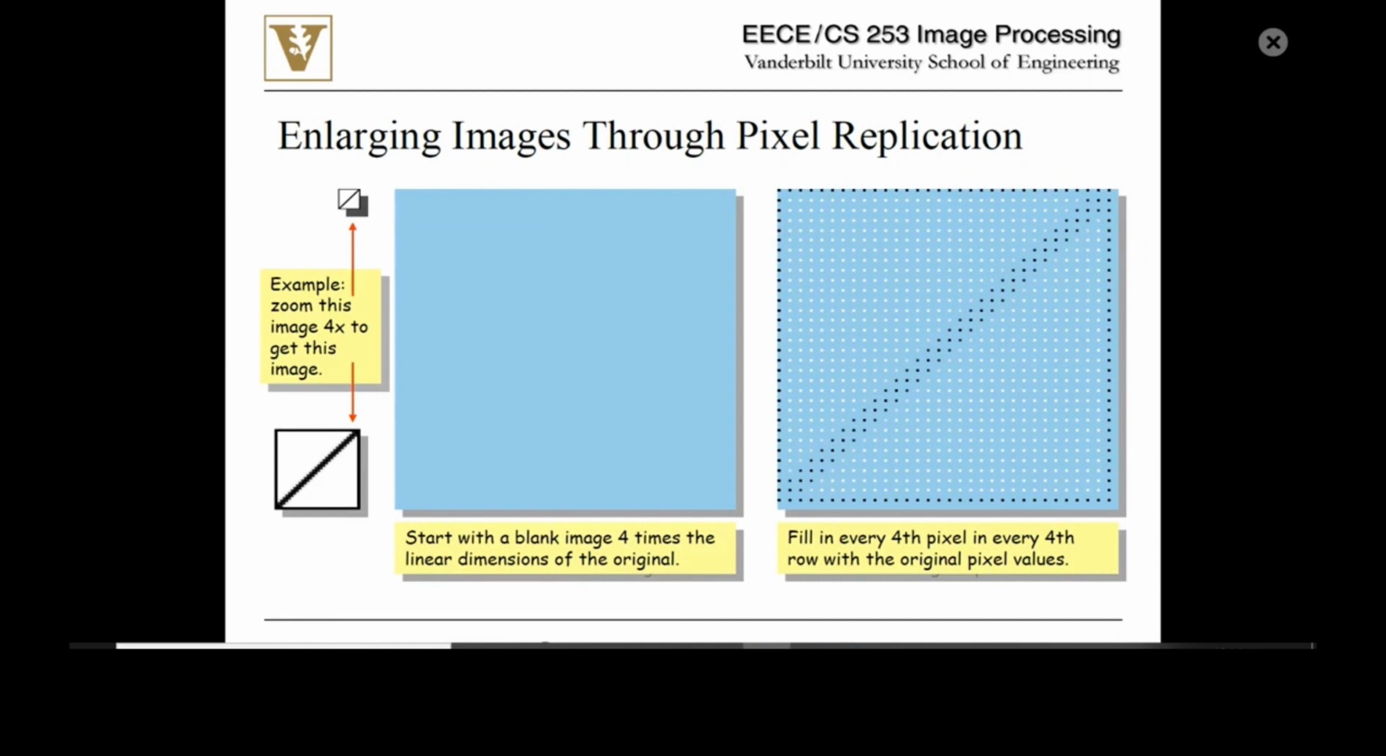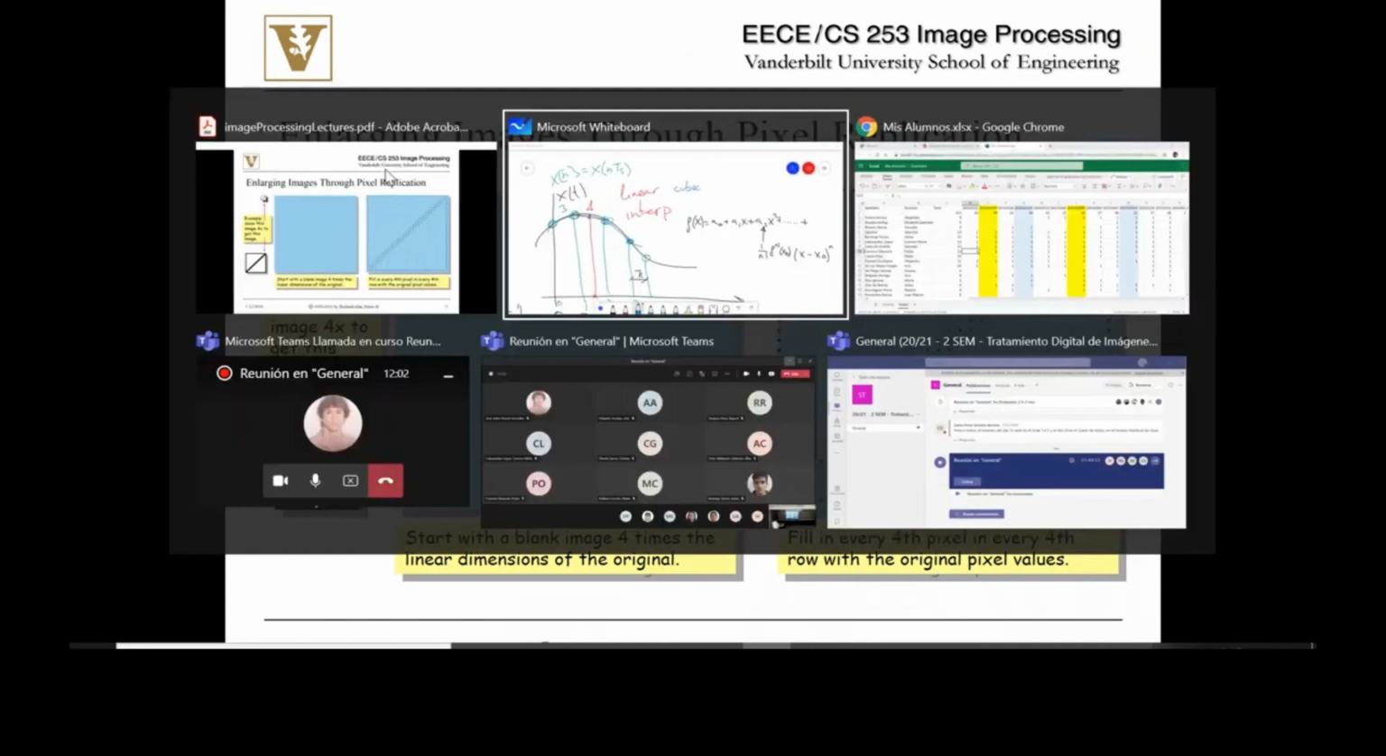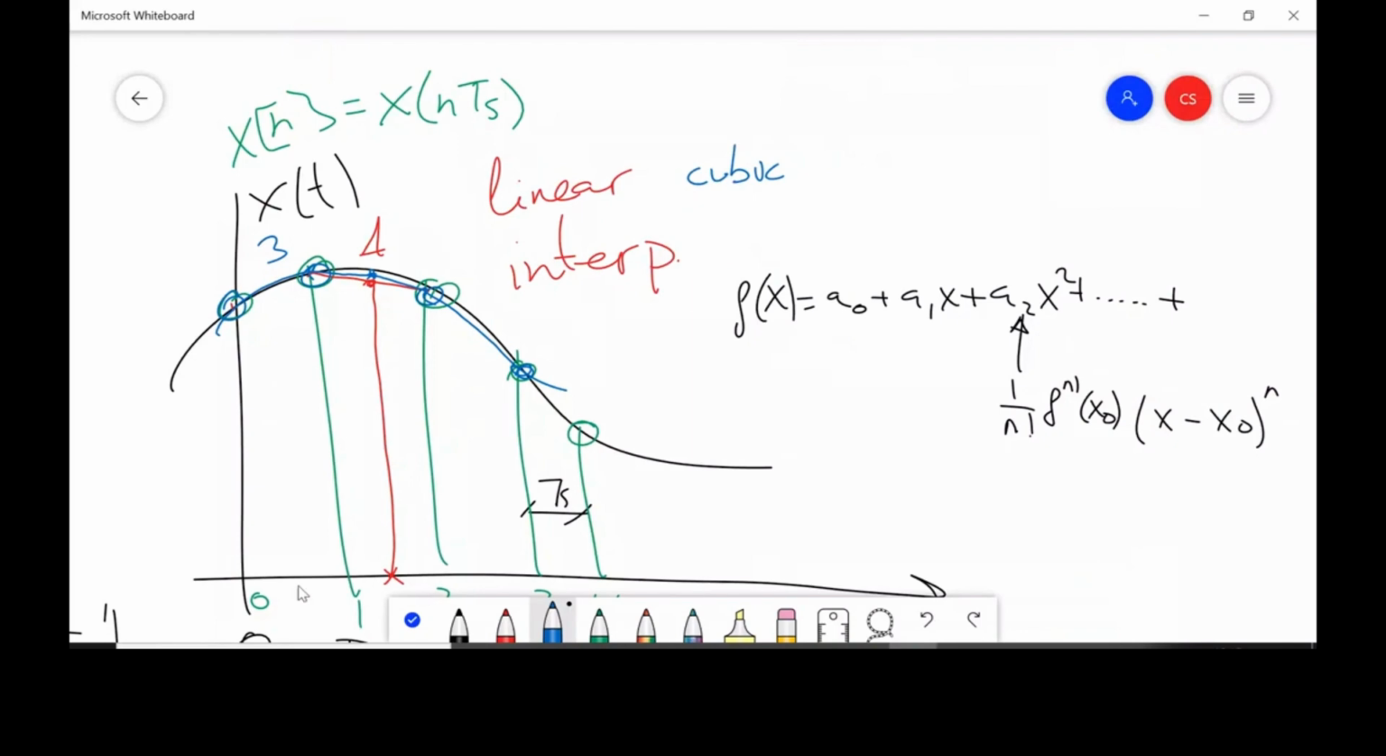And then I take the 0, 0 pixel and I copy it to the 0, 0. And then I take the 0, 1 and I copy it to the 0, 4. And I copy the 0, 2 to the 0, 8. So now my original pixels become spread in my canvas, that is 4 times larger in each direction. And then I have to fill in the spaces. And this reminds me of this interpolation problem, right?